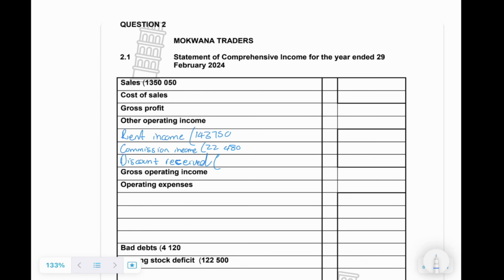Open bracket, you put in the amount 7,270. So now at the end of your statement of comprehensive income, if there's any account which did not need any adjustment, then you just take the amount and you transfer it to the amount columns. So now we go back and we check our operating expenses.